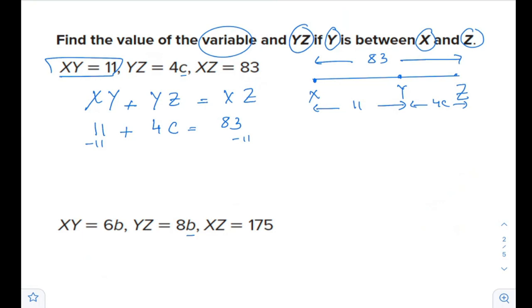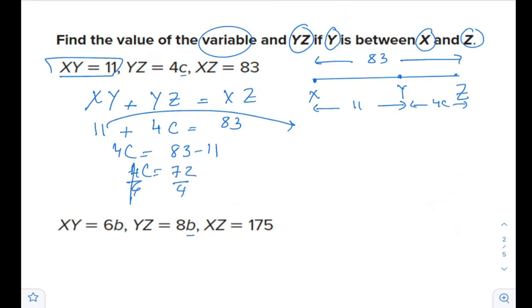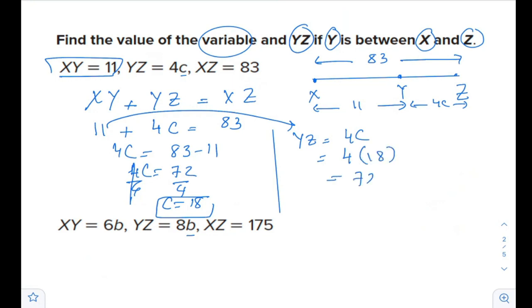We can subtract, if you like, the other way, which is moving. So 4C is 83 minus 11, which is 72. And when you divide by 4, it is 18. So this is the value of the variable needed. Then you can simply replace to find YZ. YZ was given as 4C, so it is 4 times C. C in our case is 18, so it is 72.